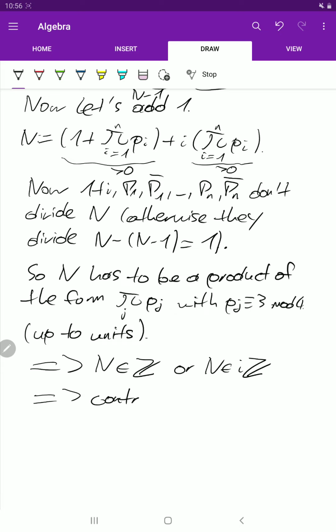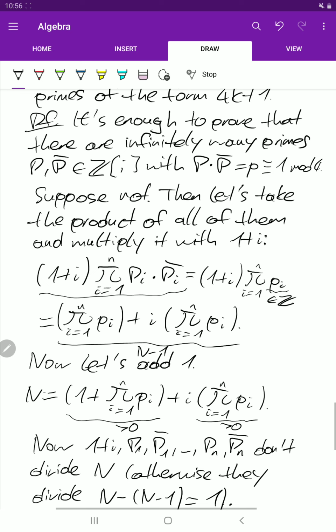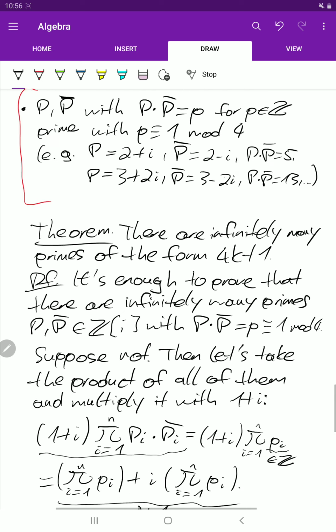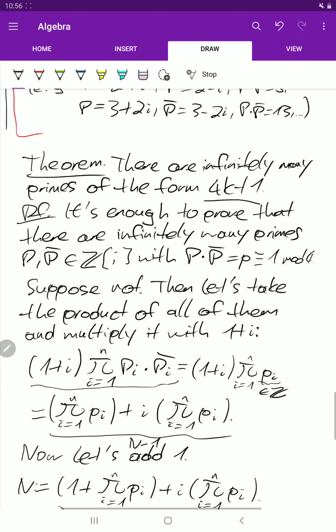And this tells us that our assumption was wrong. And indeed, we have infinitely many primes p, p bar in the Gaussian integers of this third form here. And therefore, we have infinitely many primes of the form 4k+1 in the integers.